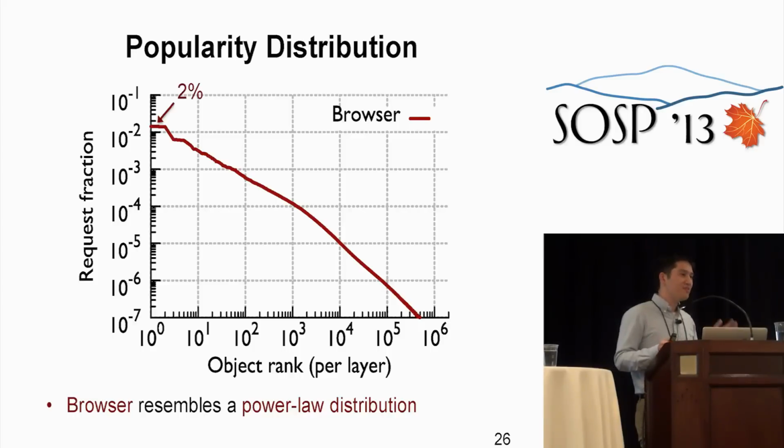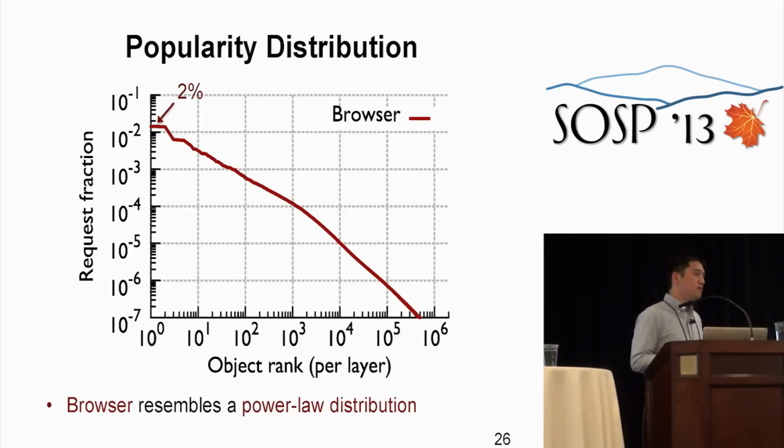That's a lot of information. Let me give you an example. For example, the most popular object we have seen in the browser trace accounts for about 2% of requests. And look at the shape. It does resemble a power law distribution, which agrees with conventional wisdom.